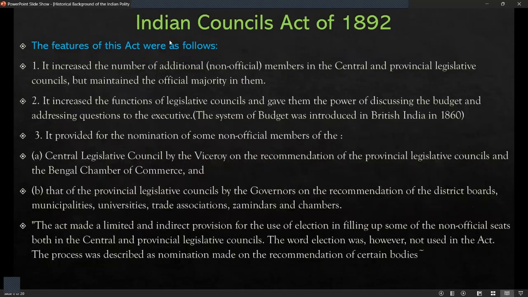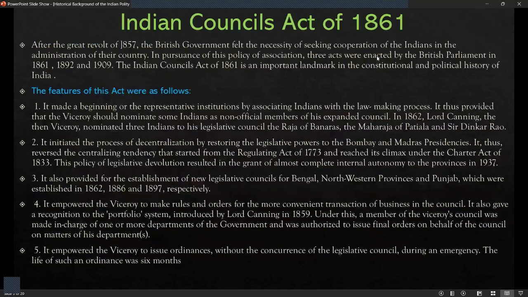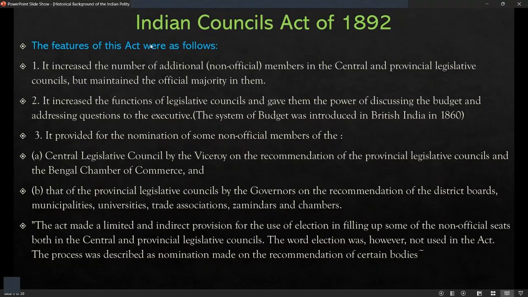Okay, so the next is the Indian Councils Act of 1892. Earlier it was 1861. Now the features of this act: it increased the number of additional non-official members in the central and provincial legislative councils but maintained the official majority in them. It increased the functions of the legislative councils and gave them the power of discussing the budget and addressing questions to the executive. The system of budget was introduced in British India in 1860.